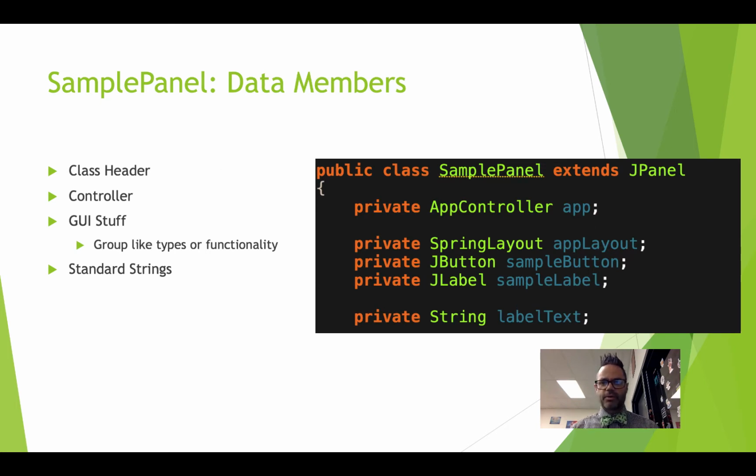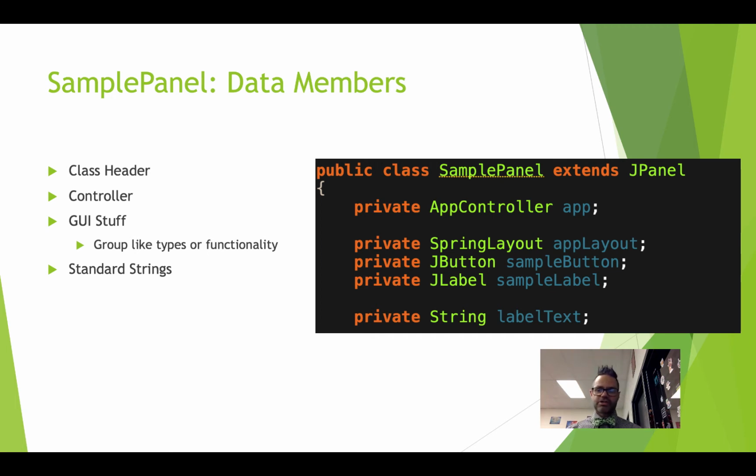All right, SamplePanel. The next thing we have are the data members. These are things that we're actually using inside our panel itself. This is a really basic, simple panel, so we don't have a lot of data members. In our class header, we also have the extends keyword, because this is a JPanel subclass, so we need that reference right there. Inside our data members, we have our app parameters, so we can send messages back to our controller, because we have that model view controller architecture we're using throughout all of our projects, and that's how we maintain that structure.